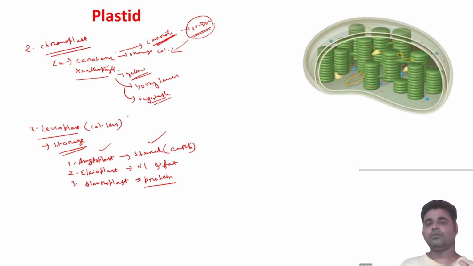So different types of leucoplast are present, and this is all about the plastids, that means the chloroplast, chromoplast, and the leucoplast.